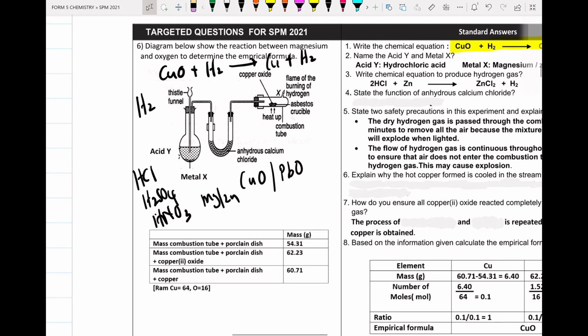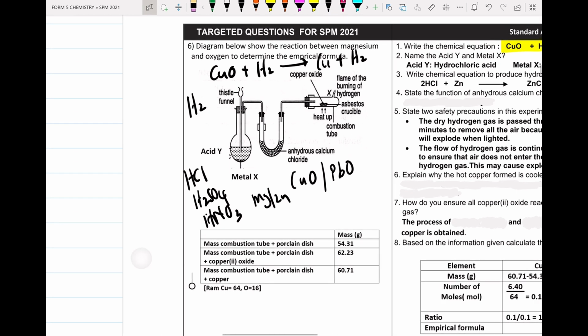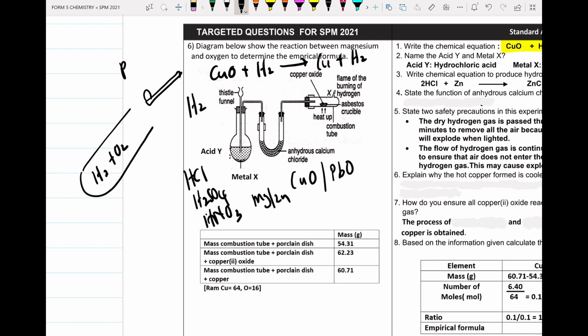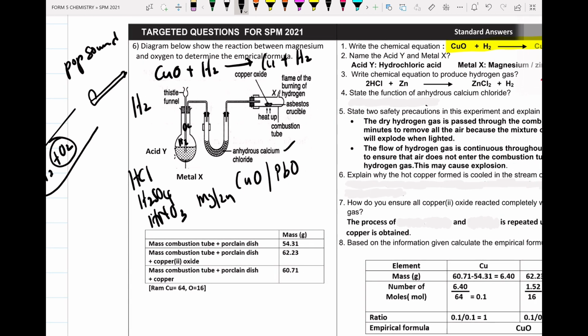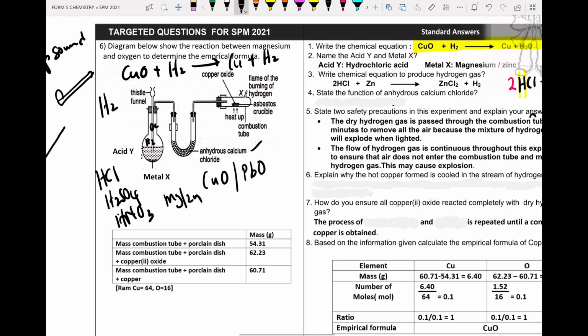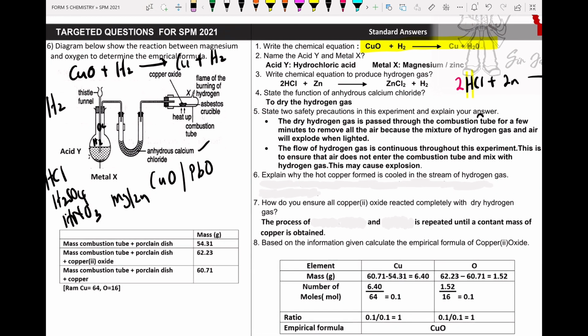So what is the function of anhydrous calcium chloride? Let's say here we have a mixture of hydrogen plus oxygen that enters from the environment or from the air. When we bring a burning wooden splinter, we can hear a pop sound. The mixture of hydrogen gas and oxygen gas will produce a pop sound. In this apparatus, we have a lot of hydrogen and oxygen, so when we heat the combustion tube, it can cause an explosion. The function of anhydrous calcium chloride is not to absorb oxygen gas; it must be put to dry the hydrogen gas.